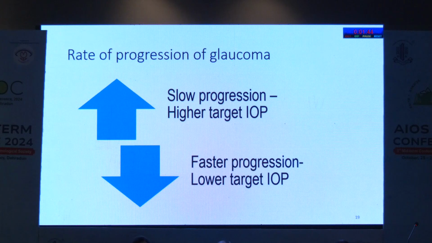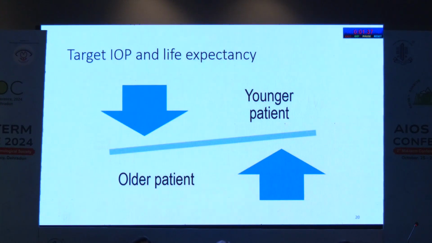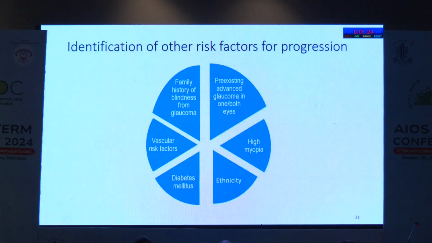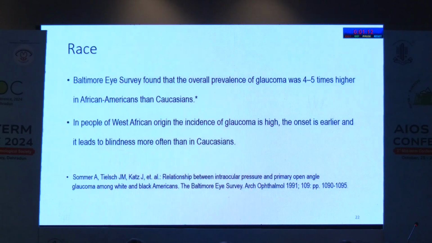So if the rate of progression is less, you can set higher target IOPs and vice versa. If the patient is younger, considering other factors are the same, your target IOPs will be lower because the patient has a much longer time to live. Then you need to identify other risk factors like family history of blindness from glaucoma, the other eye, high myopias, vascular risk factors, systemic risk factors.